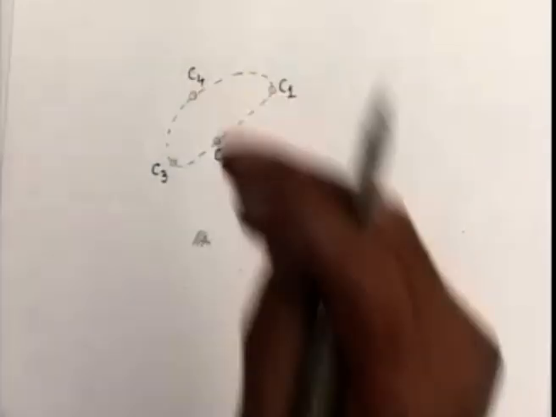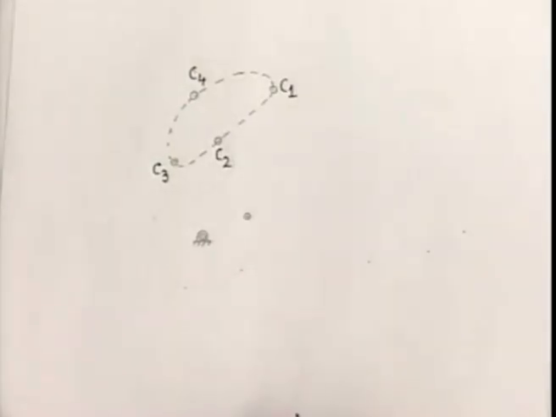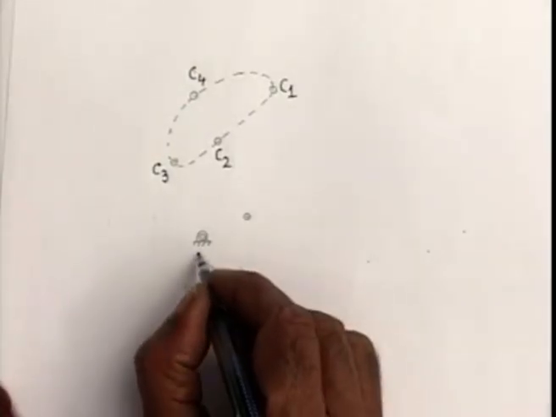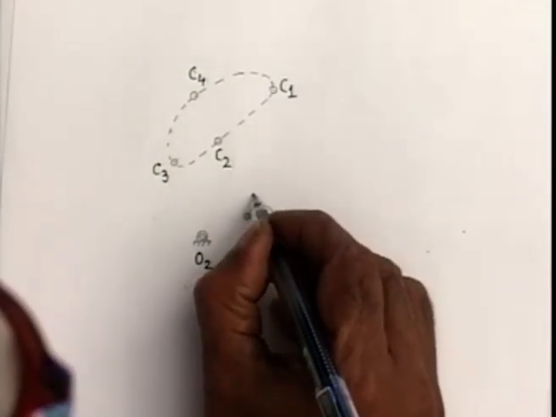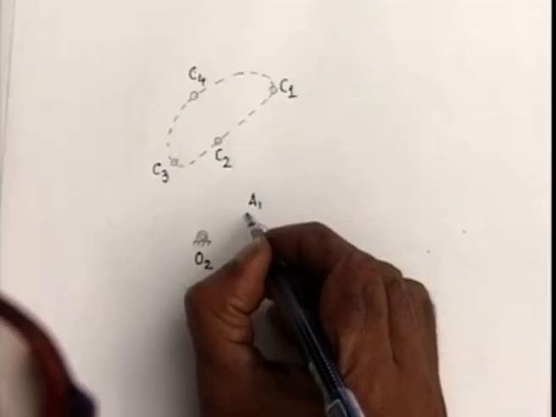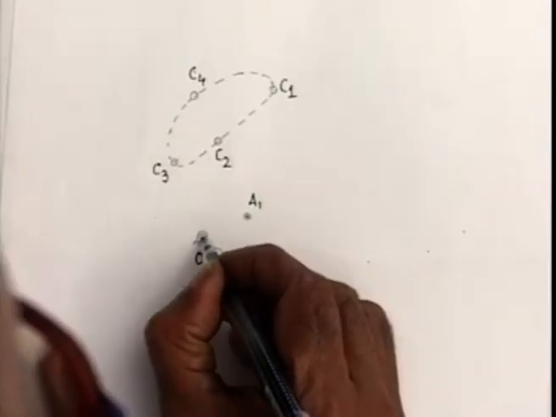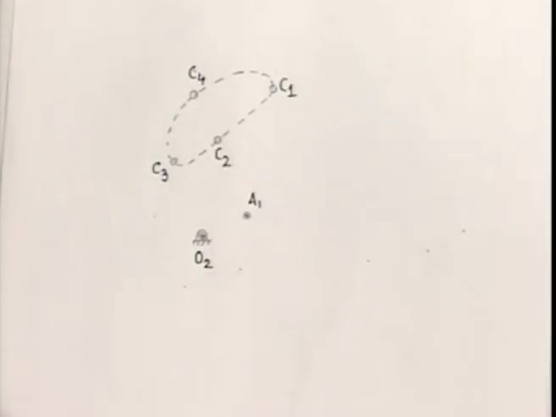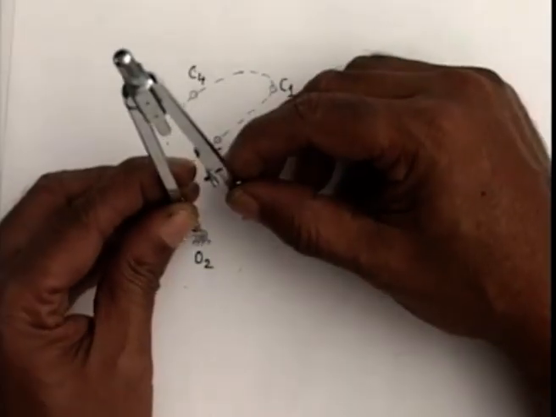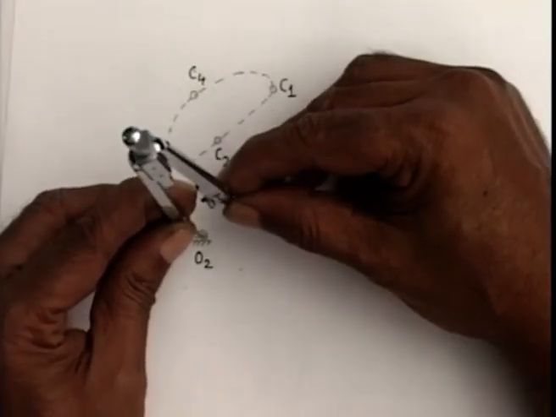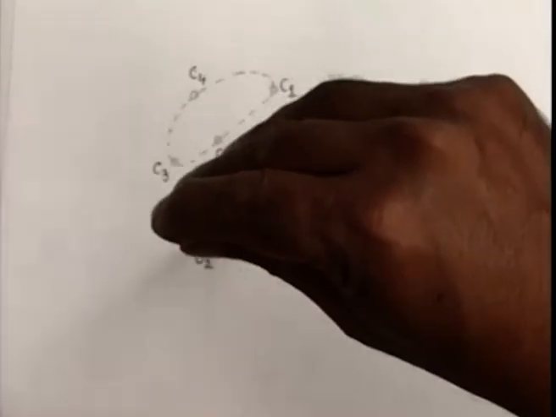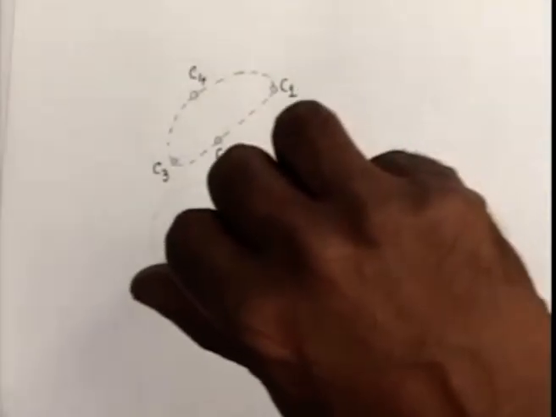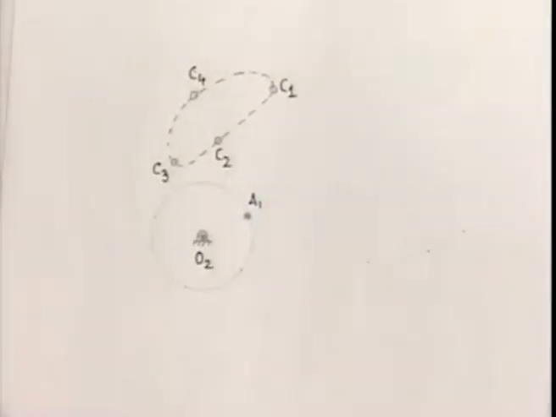C2, C3 and C4. As explained in the last lecture, what we do is choose O2 and A1 arbitrarily. This is A1, this is O2. Since the link length O2A1 remains constant, when this link moves, the path of A I can get by drawing a circle with O2 as center and O2A1 as radius. This is the path of A.